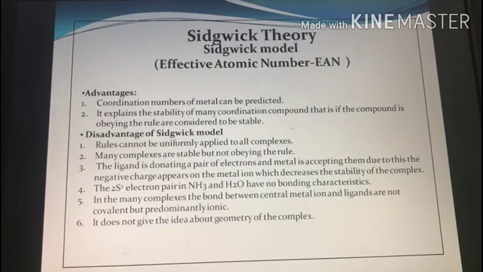Due to donation of electrons from the ligands, the metal ion accepts that pair of electrons, and because of this it appears that there is accumulation of negative charge on the metal ion, which decreases the stability of complexes. The 2s2 electron pairs in NH3 and H2O have no bonding characteristics. In many complexes such as fluoro or others, the bond between central metal ions and ligands is not covalent but predominantly ionic. It gives no idea about the geometry of complexes.